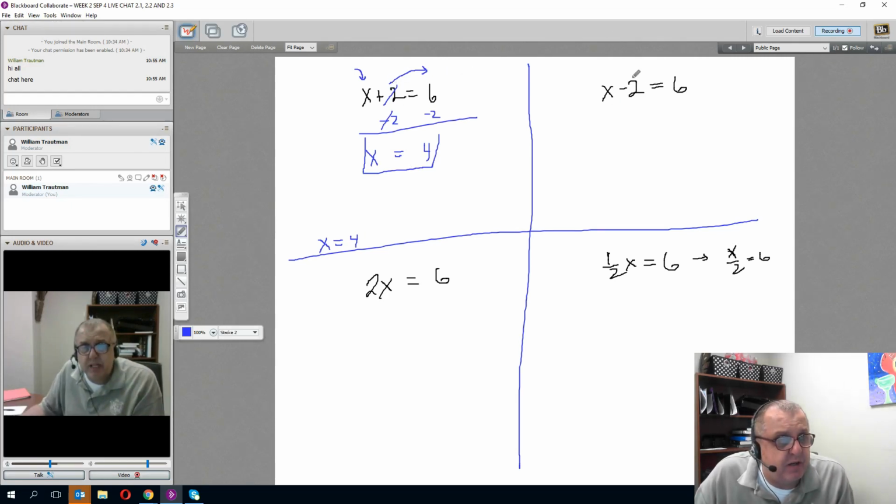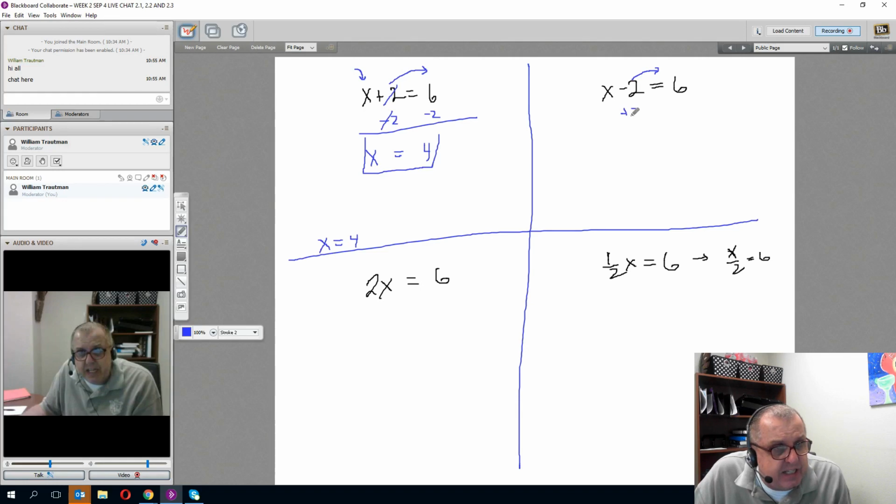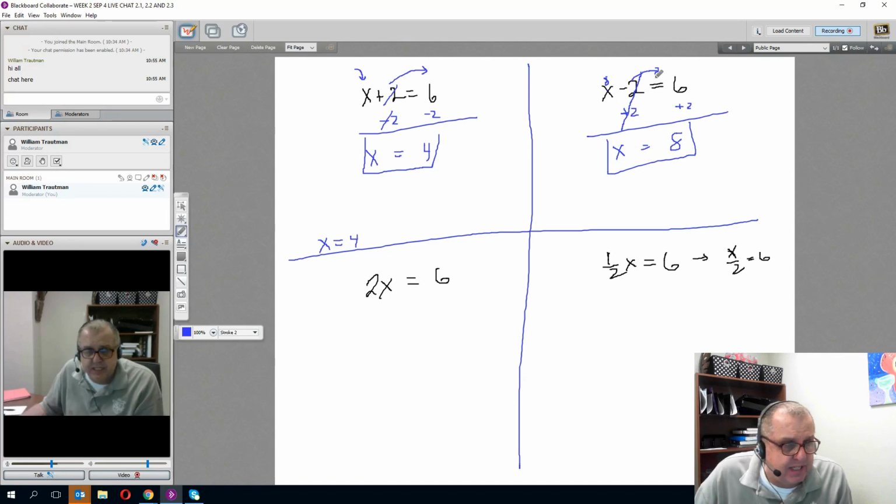Same way with over here. I want to get x by itself. It's a minus 2. The opposite of subtracting 2 is adding 2. Whatever you do to one side of the equal sign, you do to the other side of the equal sign. A negative 2 and a positive 2 turn to 0. 6 plus 2 is 8. Do you see, if I plug this back in, 8 minus 2 does equal 6.